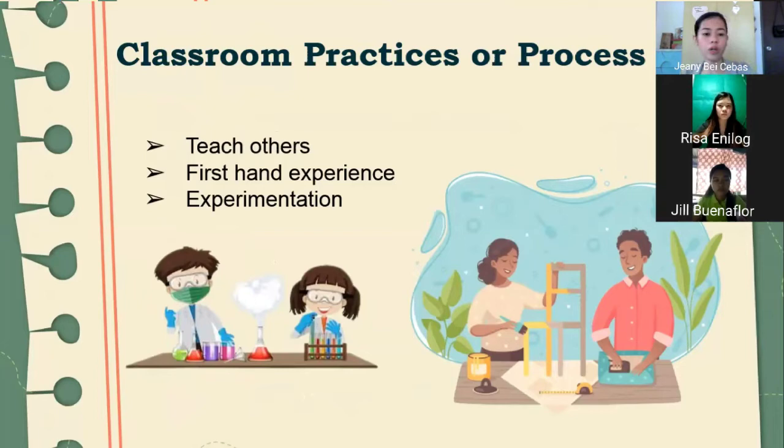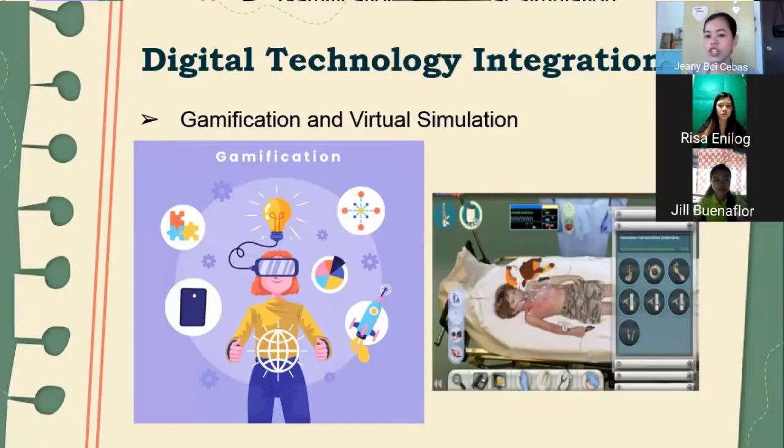So next we have the classroom practices or process in direct purposeful experiences. So it can enable us to teach the others. And also, as I said, it is a first-hand experience and experimentation. So through students' collaboration, this can also foster effective learning as they also learn from their classmates. As I have said, learning happens through actual hands-on experiences. And then with the digital technology integration, we can bring our learning not just in the physical classroom, but also virtually. So we can have gamification or virtual simulation. So with the advent of technology, learning continues to be more effective and broadens one's knowledge through gamification and virtual simulation. So we can also put into action what we have learned.